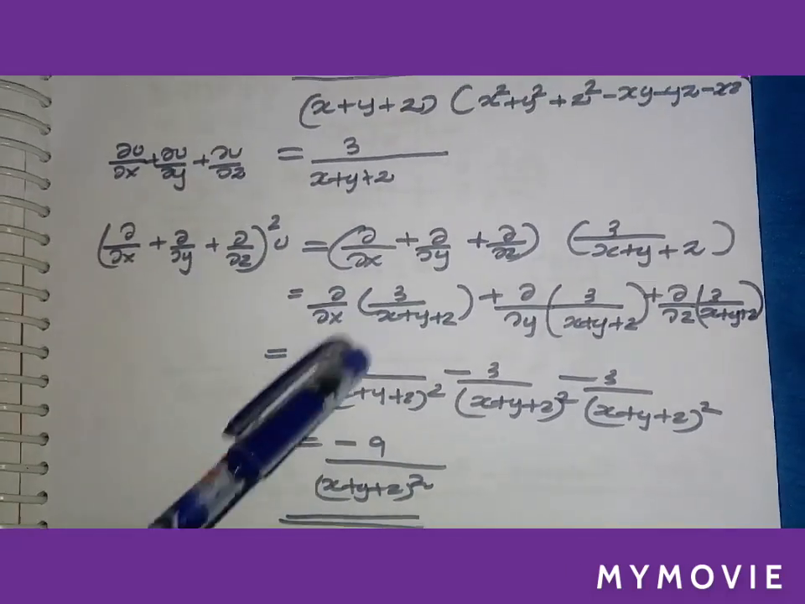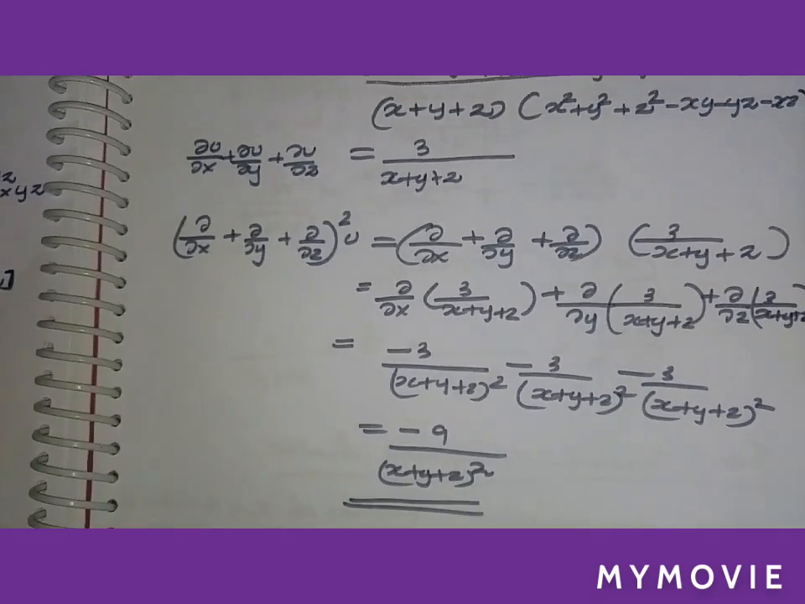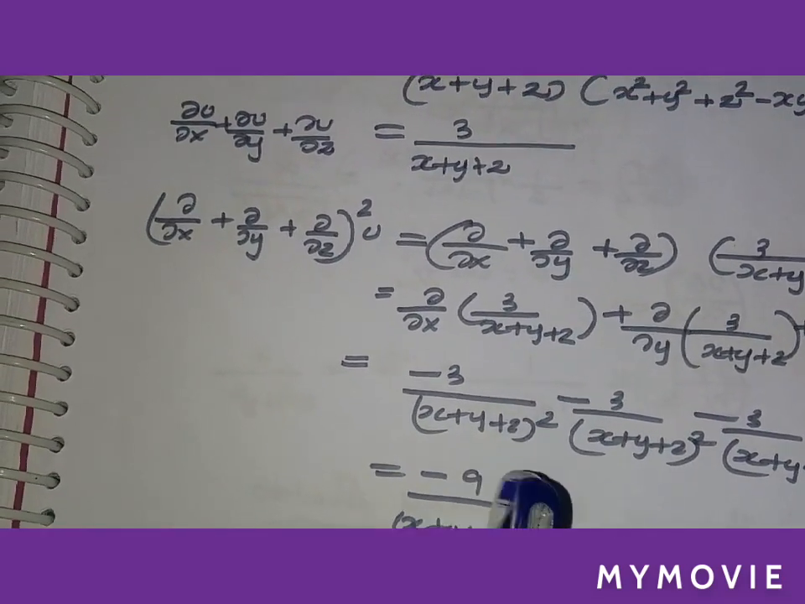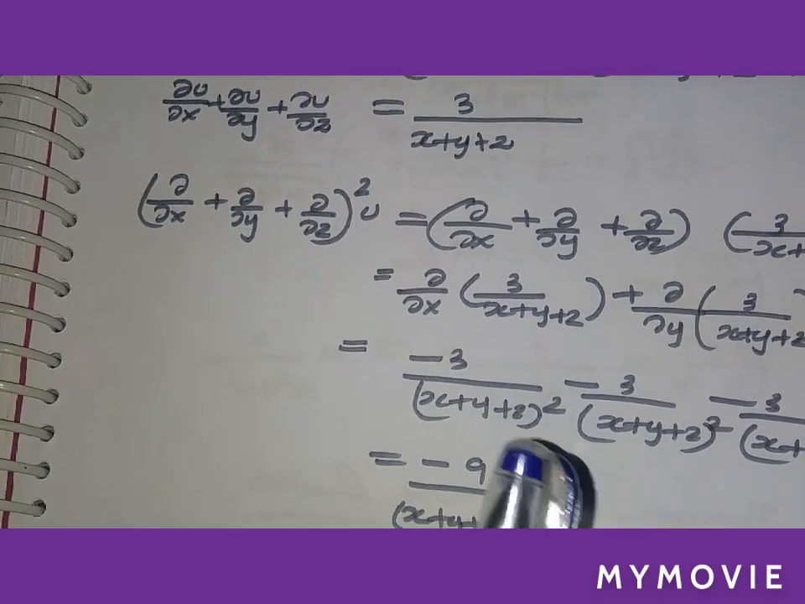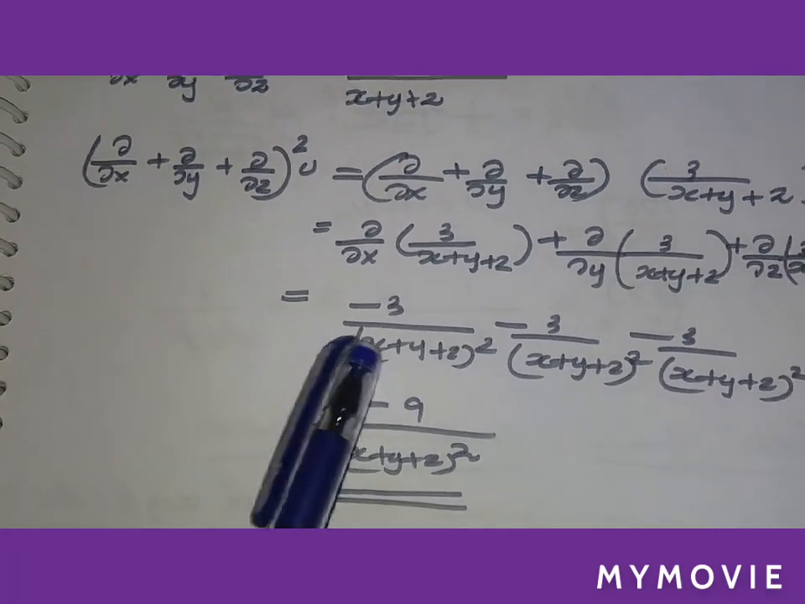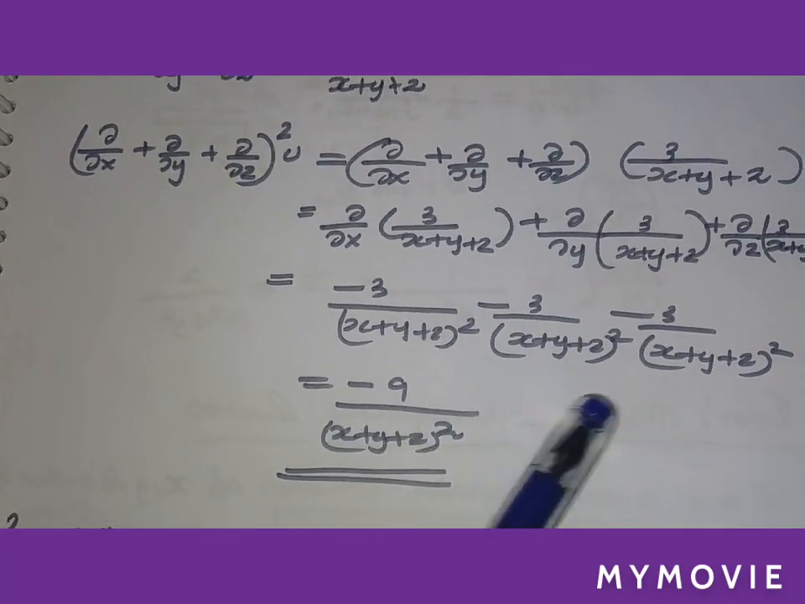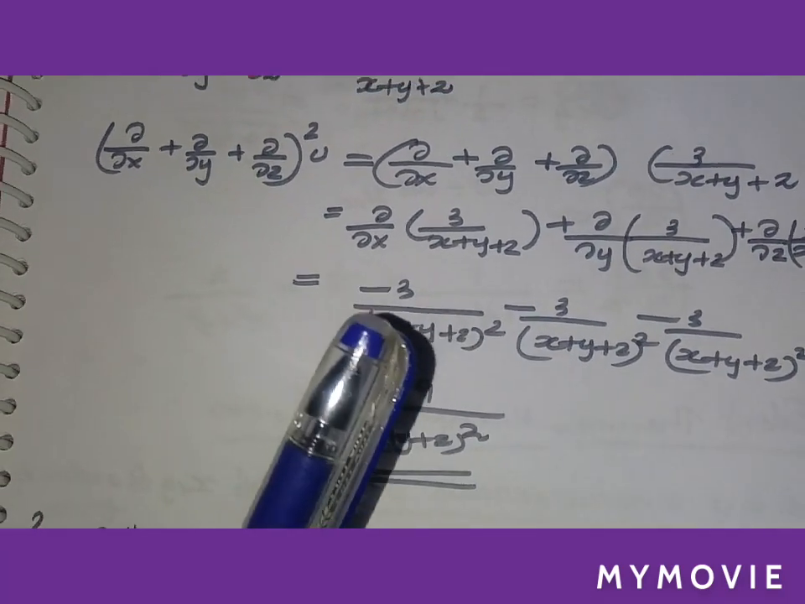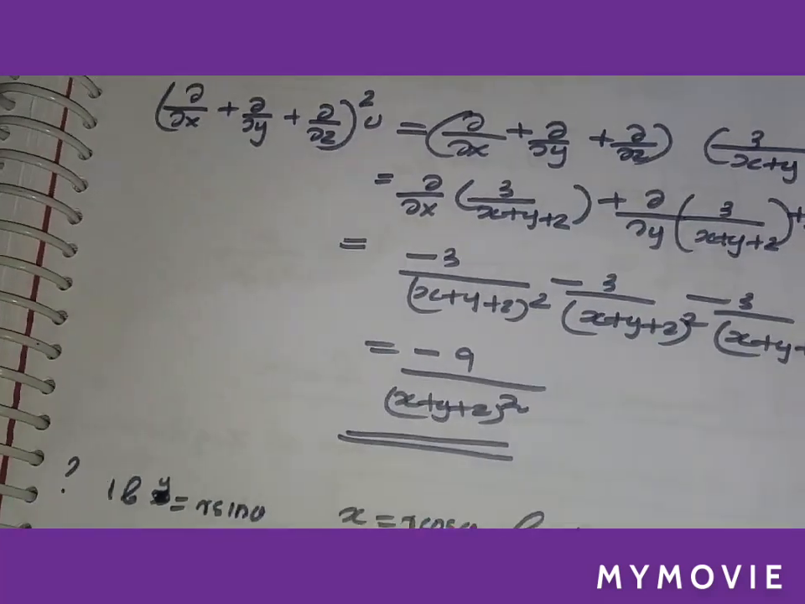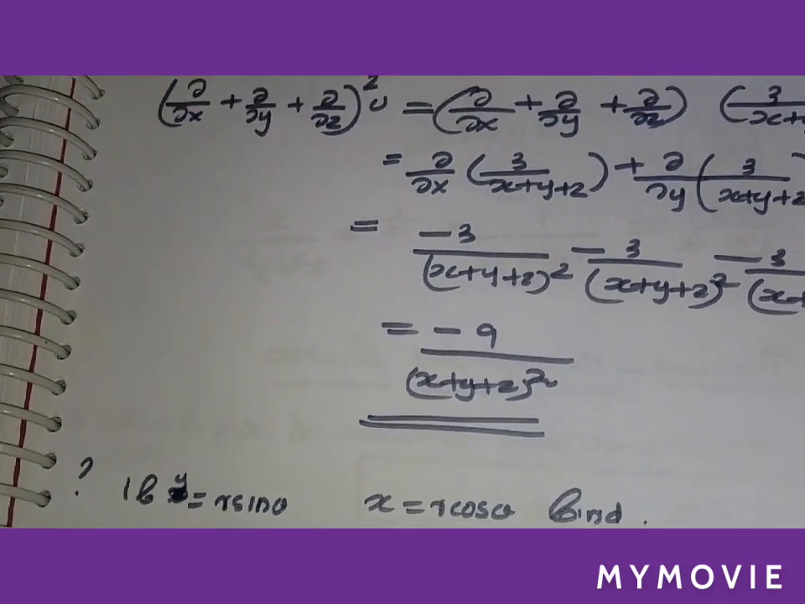We know that the derivative of 1 by x is minus 1 by x². So we get the answer as minus 1 by (x + y + z) all squared. Here there are 3 x's, so 3 also appears here. So we get the same terms for the 3 differentiations, and we can add these, and minus 9 divided by (x + y + z) all squared is the answer.